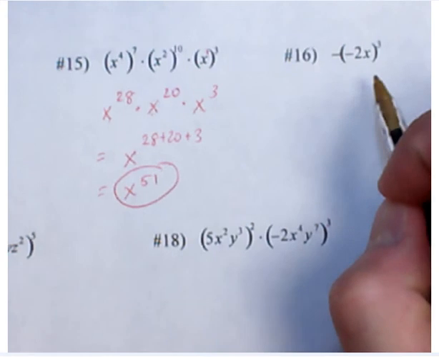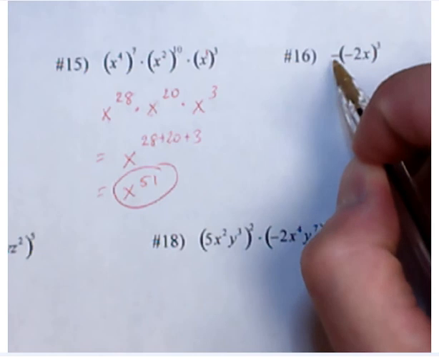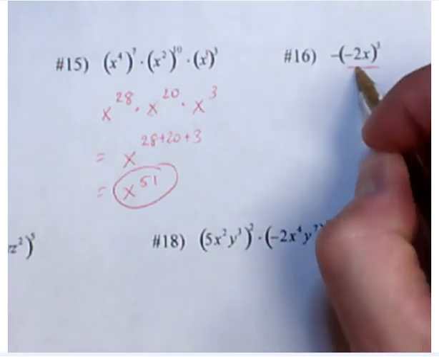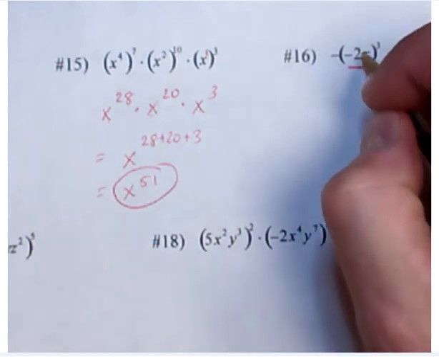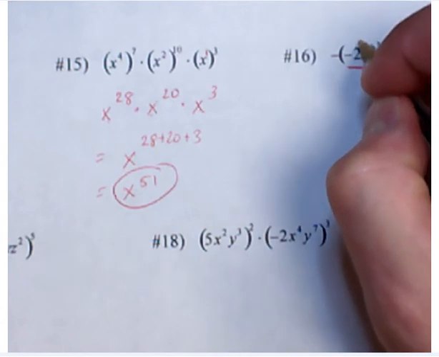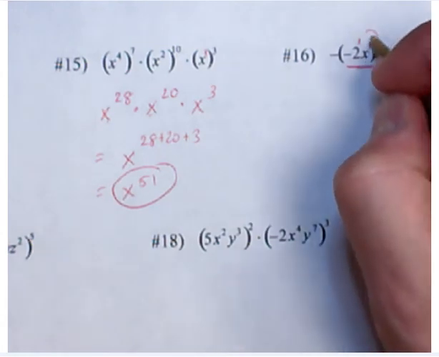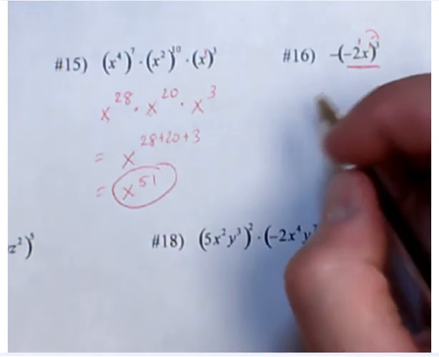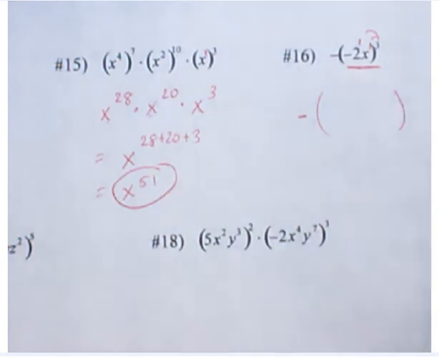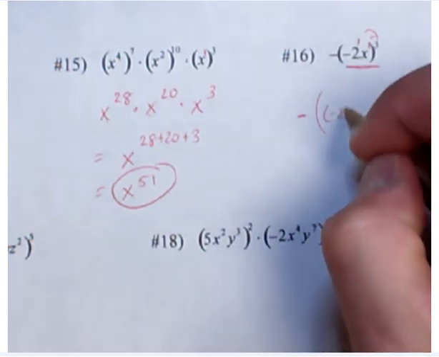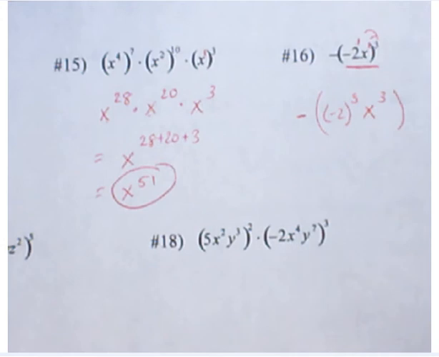Now, 16, this you got to be careful. You have a negative outside parentheses. We will not deal with that until we have done the parentheses part, which was negative 2x raised to the third. Now, there are no exponents inside these parentheses, but we can say negative 2 to the 1 and x to the 1. And then we're going to distribute the outside exponent, which is the 3. So, you have a negative. Don't forget that. Then I'm going to put a big set of parentheses here. This is negative 2 raised to the third power. 1 times 3 is 3. And then x to the third power.